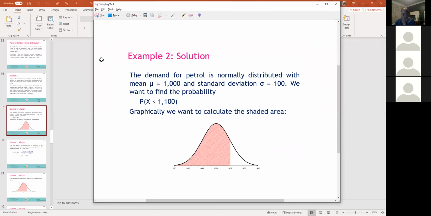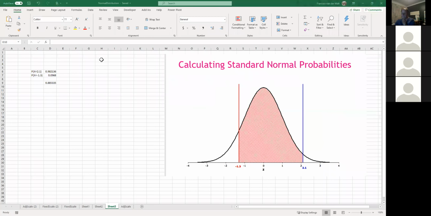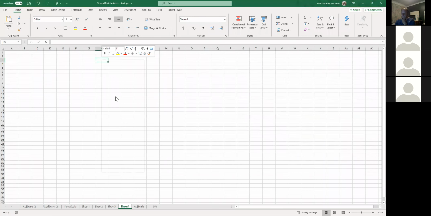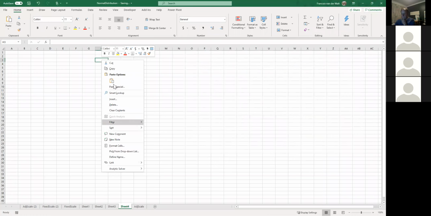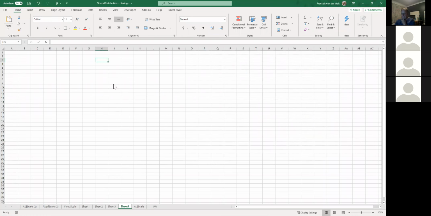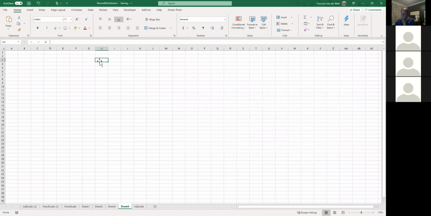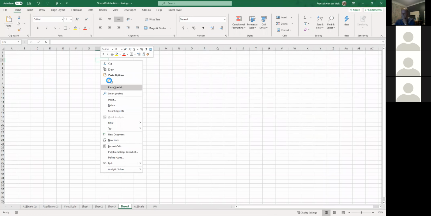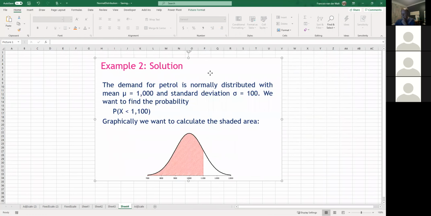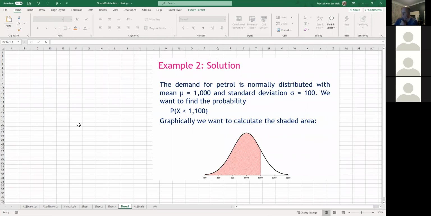Okay, add another worksheet. Okay, so I don't have to draw the picture again because you guys now know the picture. Now the formula slightly changed. Equal norm distribution.